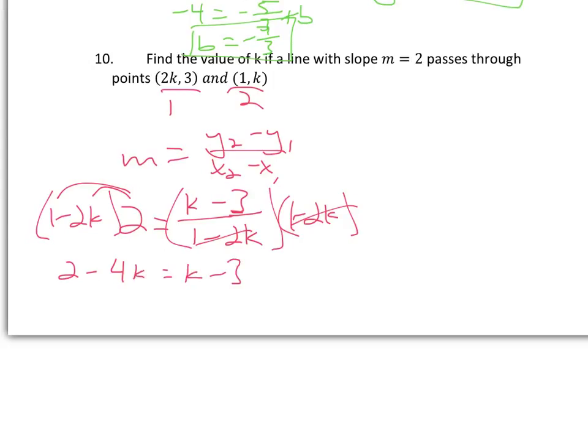Now we can do some solving. Okay, so let's subtract the k over. We'll have negative 5k equals negative 5. Divided by negative 5, k equals 1. And I think that's it.